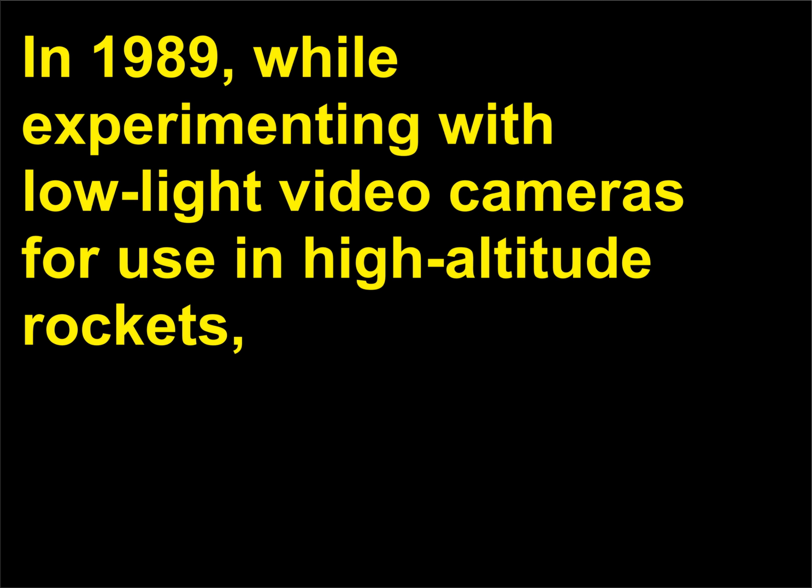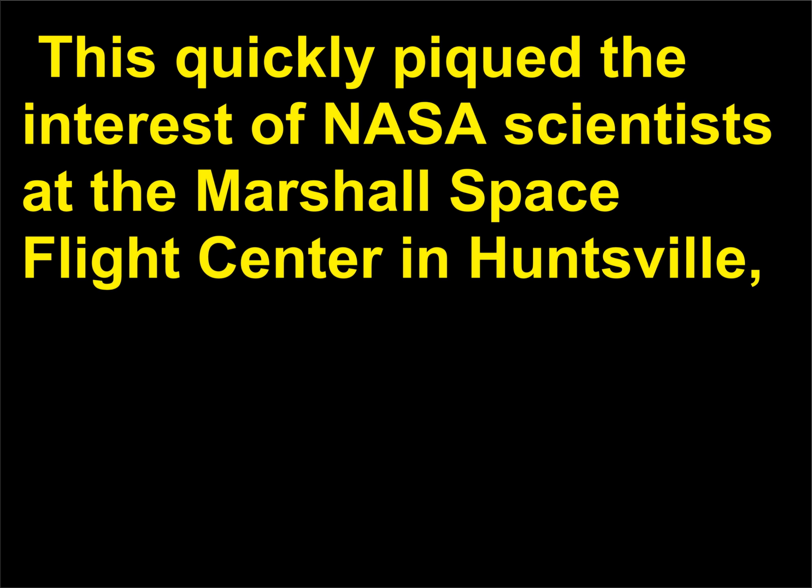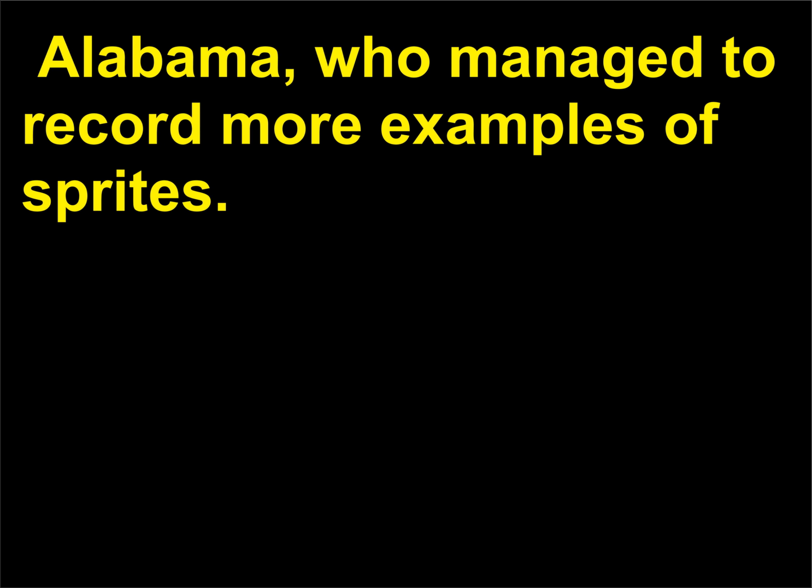Who first photographed a sprite? In 1989, while experimenting with low-light video cameras for use in high-altitude rockets, University of Minnesota scientists Robert Nemzek, John Winkler, and Robert Franz accidentally captured images of sprites. This quickly piqued the interest of NASA scientists at the Marshall Space Flight Center in Huntsville, Alabama, who managed to record more examples of sprites.